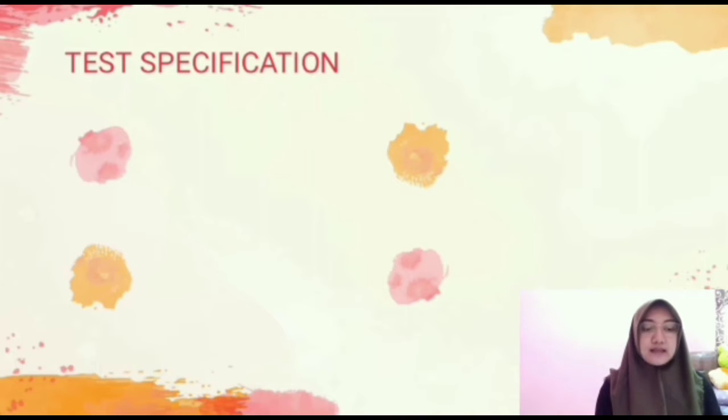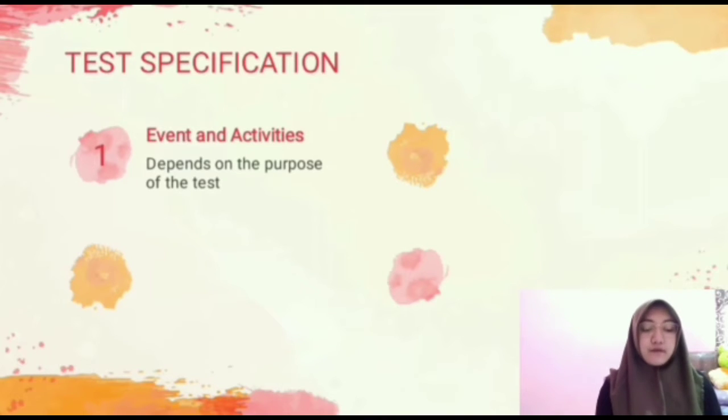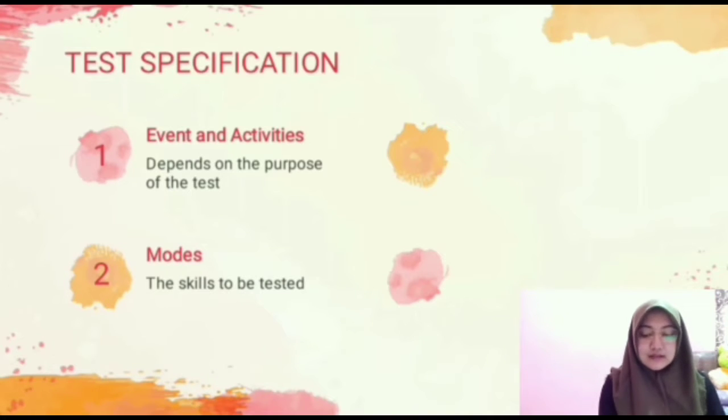The first one is event and activities. Event and activities depends on the purpose of the test and usually consists of 4 to 5 activities. And the second one is modes. Modes is the skills to be tested. There are 4 skills that can be used to test: reading, speaking, writing, and listening.